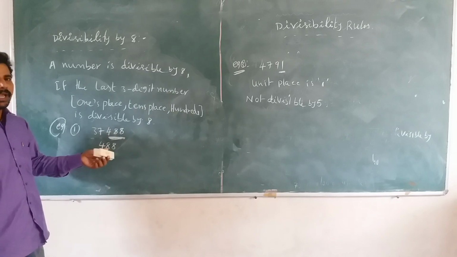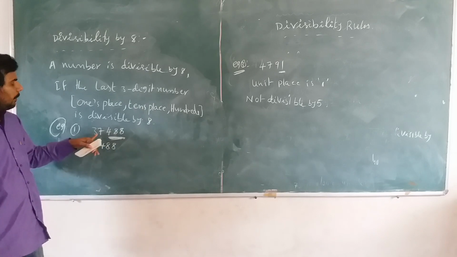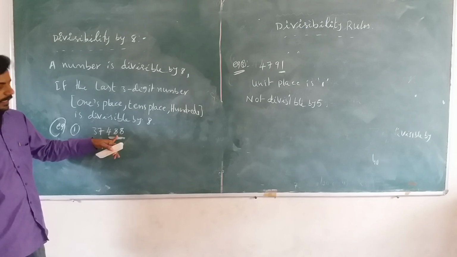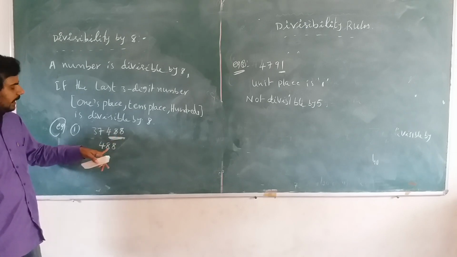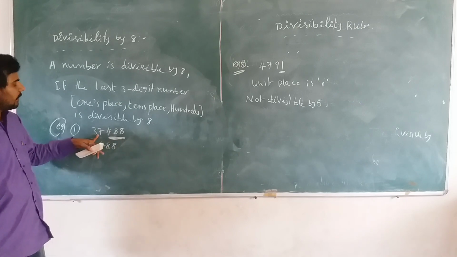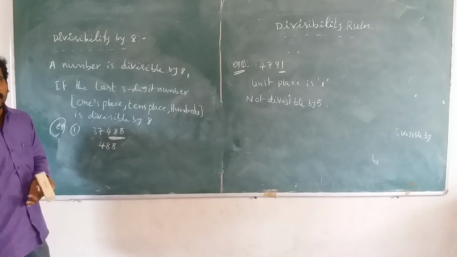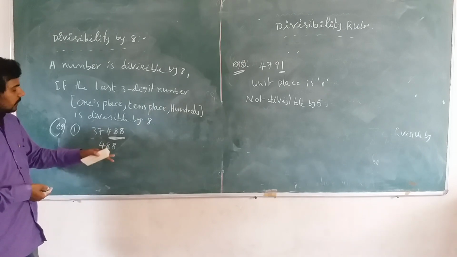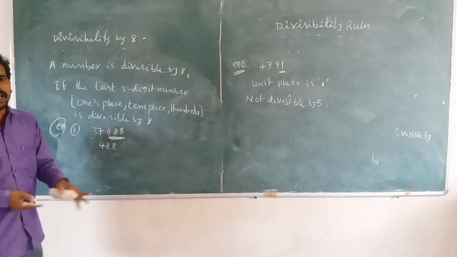If it is divisible by 8, then the total number 37,488 is also divisible by 8. If 488 is not divisible by 8, then the given number 37,488 is also not divisible by 8. So first we have to check 488 divided by 8.